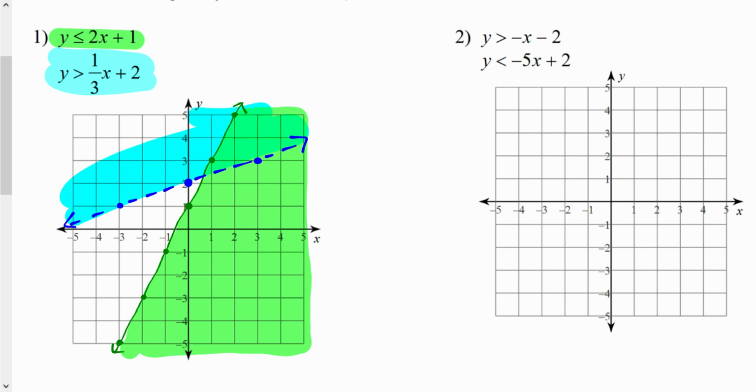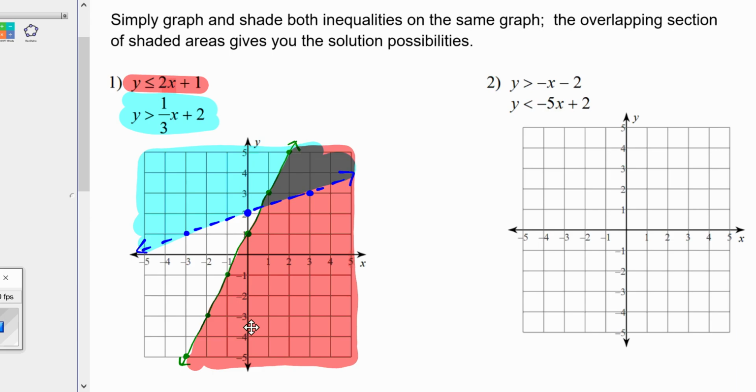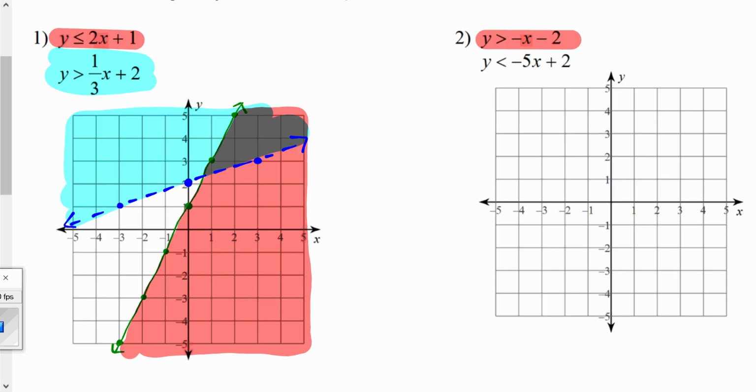And I see that I'm going to have a little bit of an issue trying to see this blue shading behind the green. So what we did here is we turned the green into red, and then you can see this overlap area is kind of like this darkish, grayish type situation. This is the overlap area right here, and this would be the solution. Okay, so let's go do the other three just so you can see this again and again and again, how you would handle this situation.